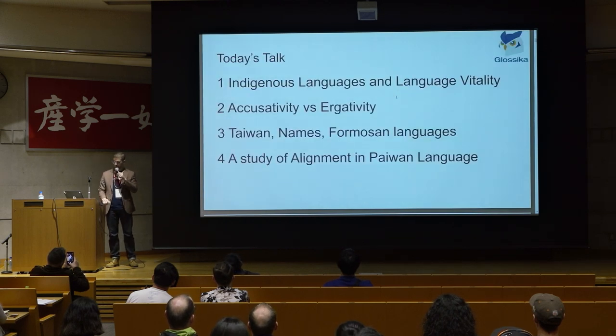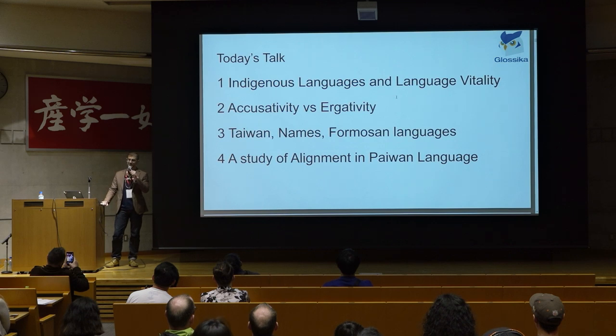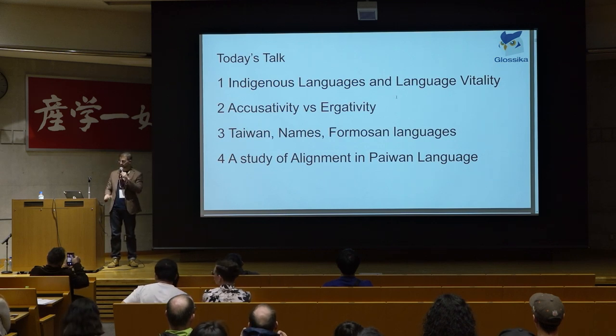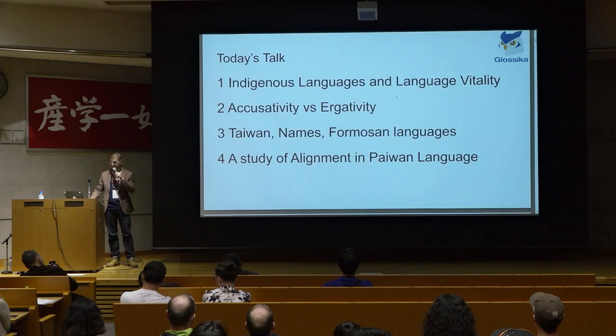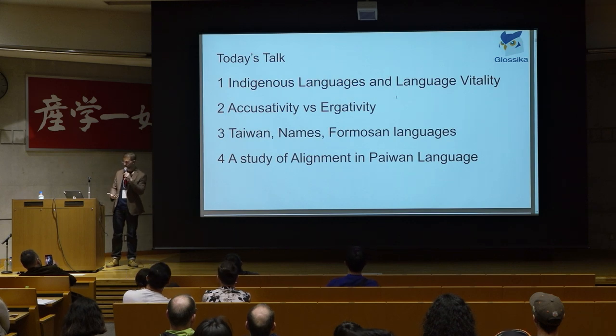Okay, so we're going to talk about four things. Indigenous languages and language vitality, which is an interesting topic all by itself. We don't have much time for that, but accusativity versus ergativity. The title of my speech is Languages Without Subject and Object, but that's actually getting into this topic. Accusativity versus ergativity. Taiwan, the names we use in Taiwan, and then the Formosan languages.